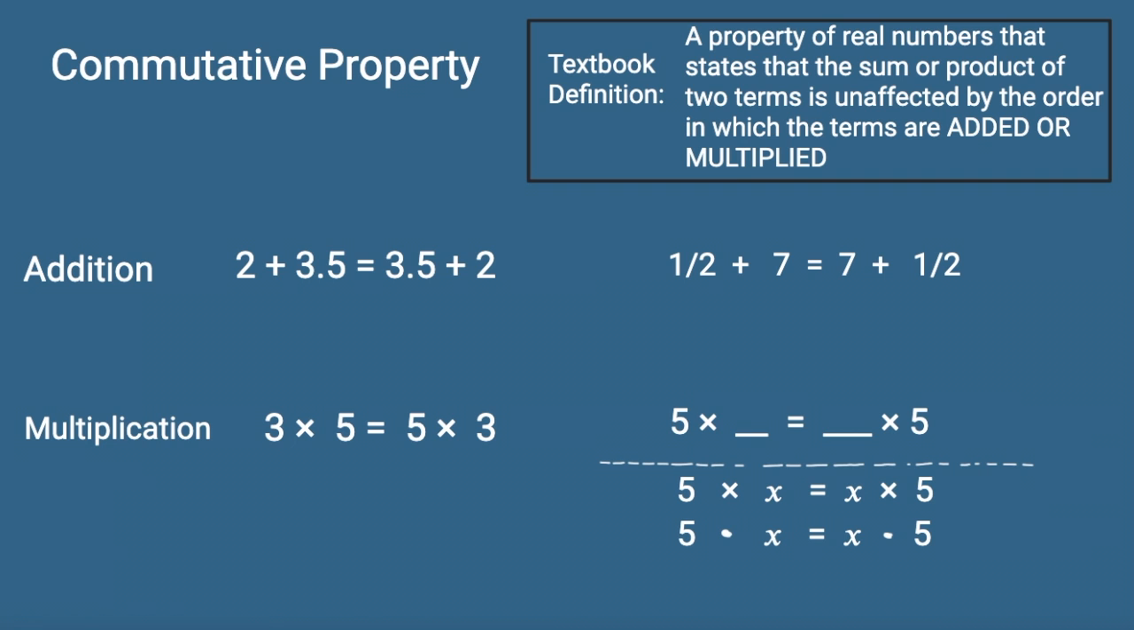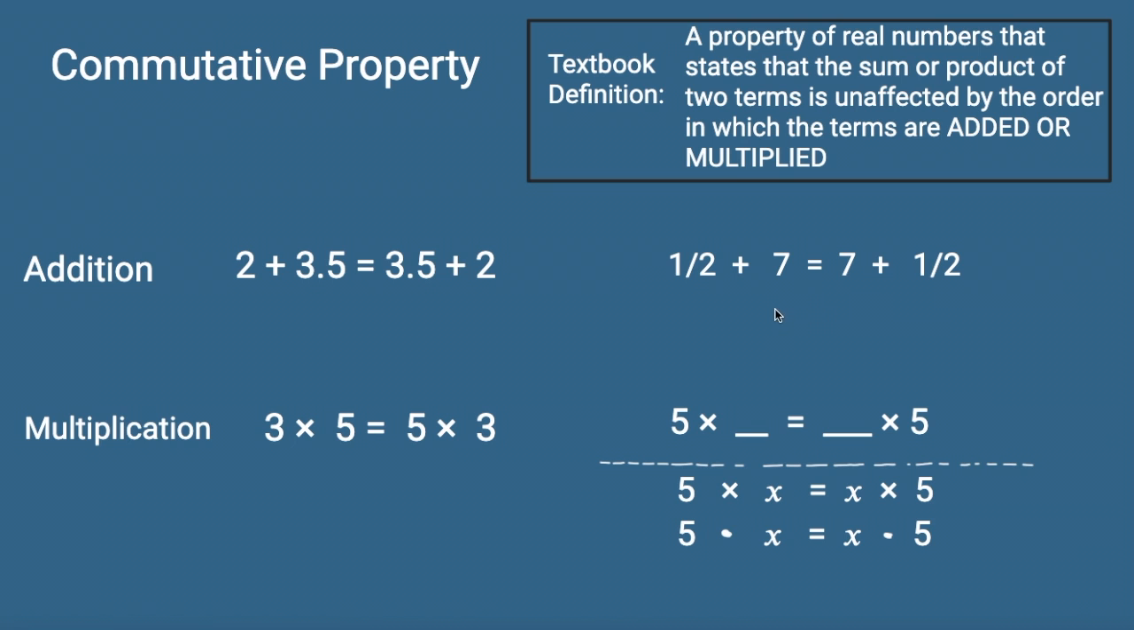So the first one is the commutative property. The textbook definition is going to be very unhelpful because it makes it very complicated when it doesn't really need to be. Basically, for addition and multiplication, the order in which you add or multiply does not matter. So let's say 2 plus 3.5. That's going to be the same thing as 3.5 plus 2. The second example, 1/2 plus 7 is the same thing as 7 plus 1/2.